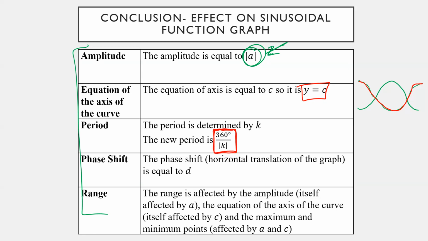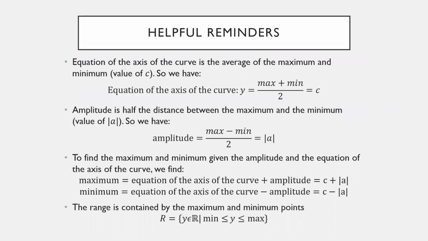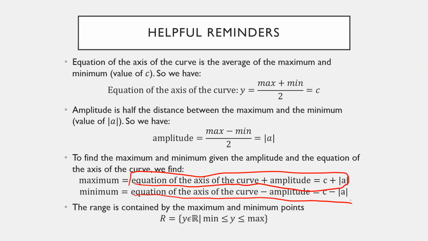And the range, it's affected by the amplitude, the equation of the axis of the curve, and the max and the min, whatever the max and min points are. And to find the max or min points, and this is the last point I want to talk about, a couple of little helpful reminders. If you want to find out what the maximum point is, you simply take the equation of the axis of the curve and you add the amplitude. And if you want to find the minimum point, you take the equation of the axis of the curve and you subtract the amplitude.